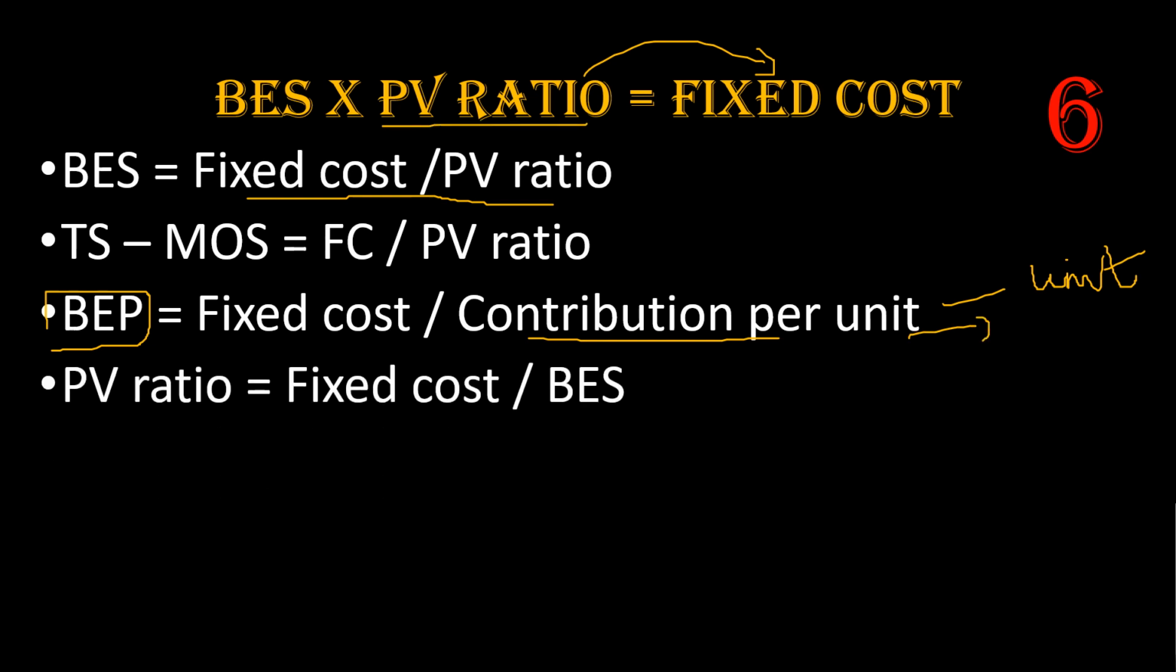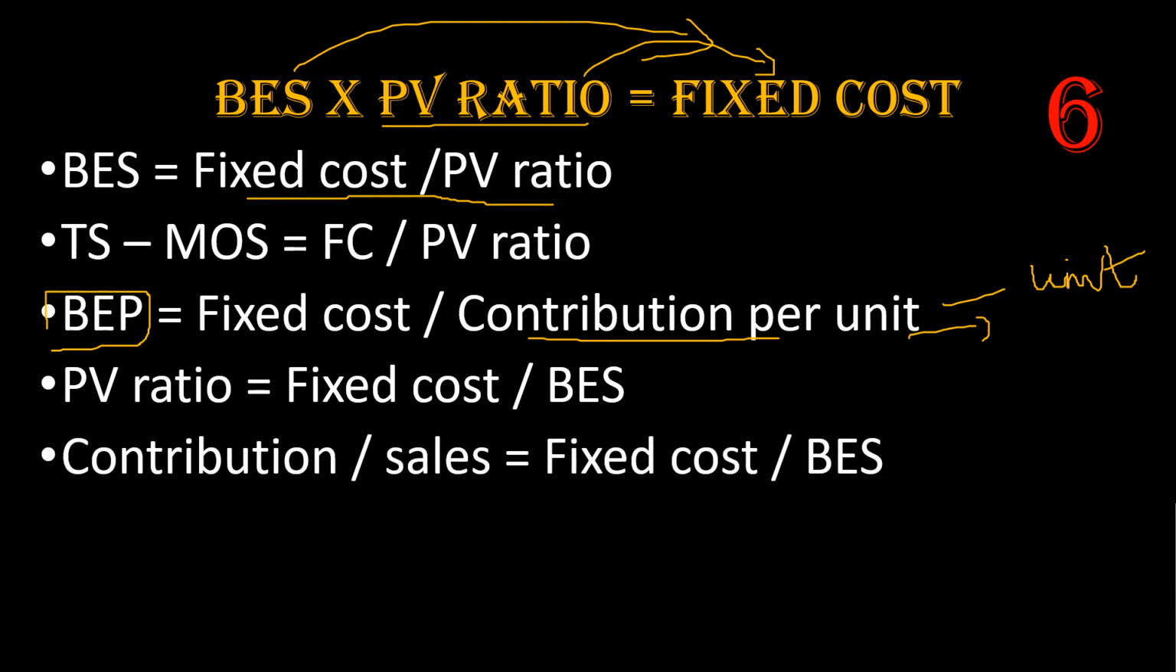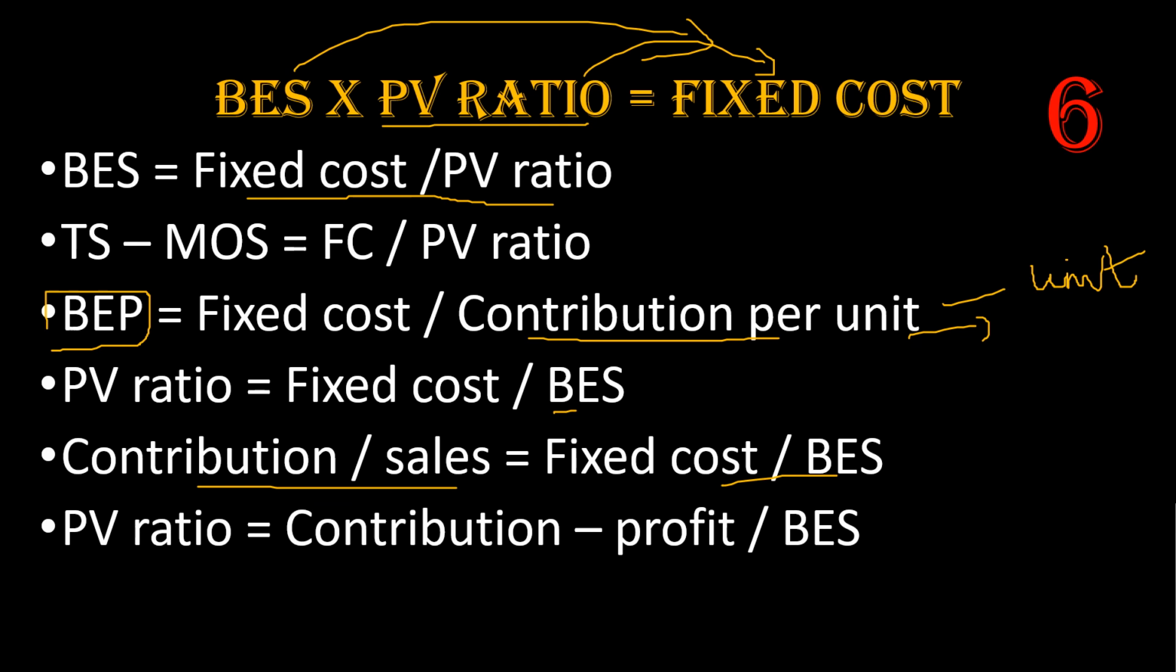Next, PV ratio stays here and the break-even sales comes to the right side. So PV ratio is equal to fixed cost divided by break-even sales. PV ratio is nothing but the contribution divided by sales. So contribution divided by sales is equal to fixed cost divided by break-even sales. Next, fixed cost is nothing but the contribution minus profit. So PV ratio is equal to contribution minus profit divided by break-even sales.